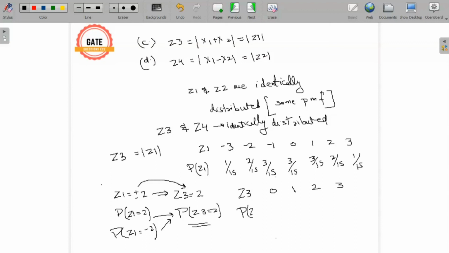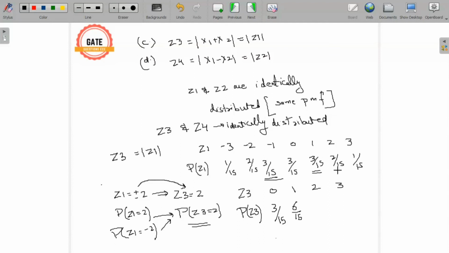So probability of Z3 is equal to 0 will be, there is only one Z1 for which this is probability. So this is 1 to 1 transformation. So answer will be 3 by 15. For Z3 is equal to 1, we have to add -1 and 1. These two cases, this and this, we will have to add them. So answer will be 6 by 15.